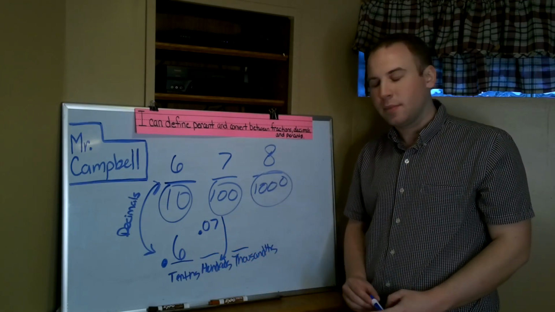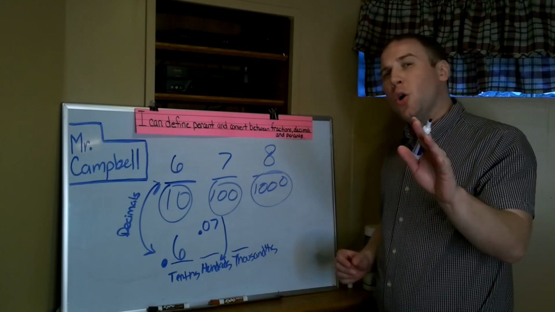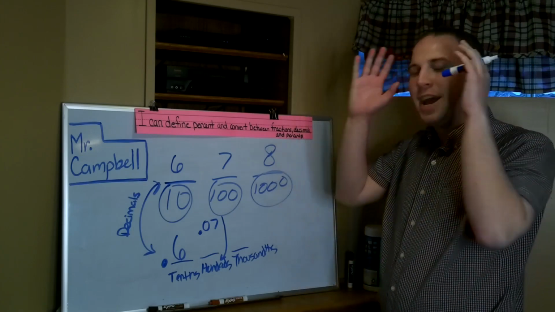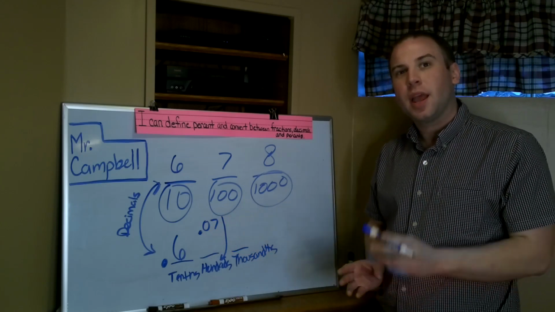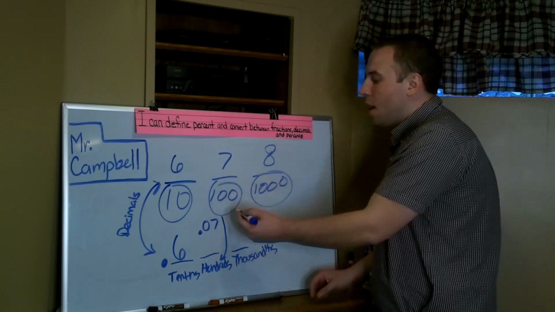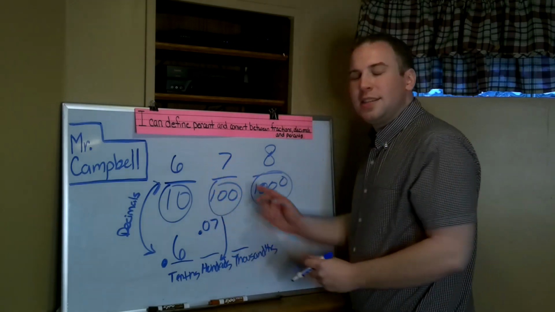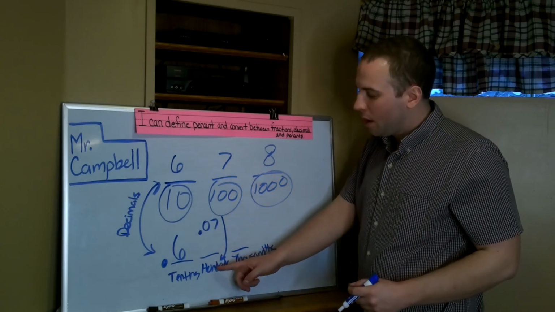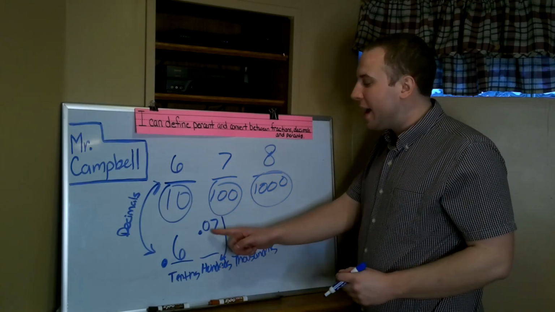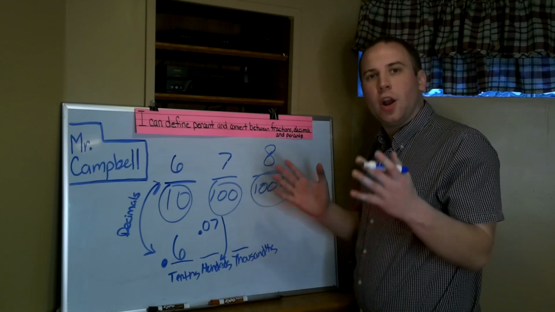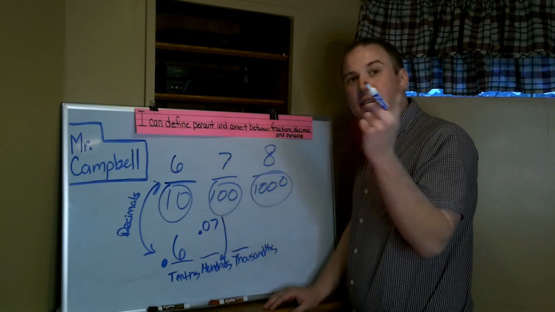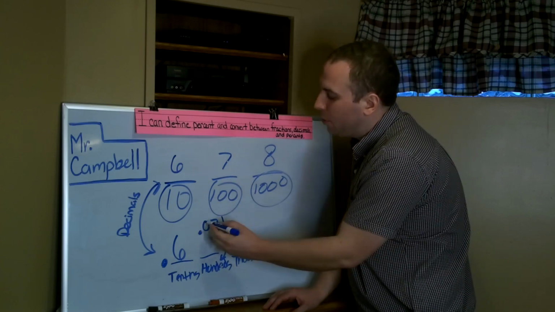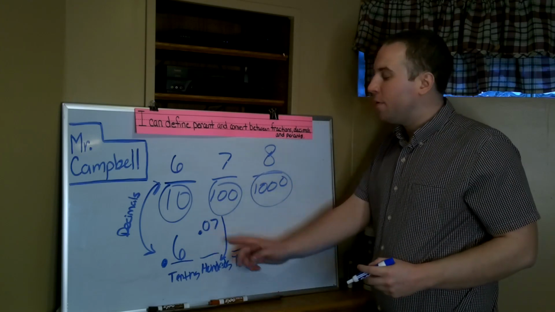0.07. Now, I already know the question that's probably popping into everyone's head. Mr. Campbell, why didn't you just put 0.7? It's a very good question. Because the 7 is up top here, my hundredths place, I have to keep in line where this number is going to fall. So because it is a single digit number, I have to put a 0 before the 7.